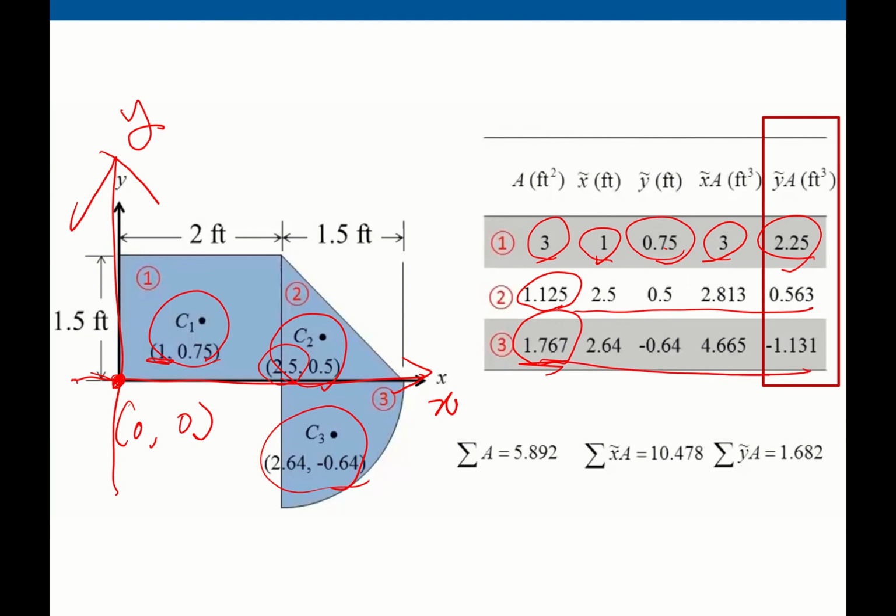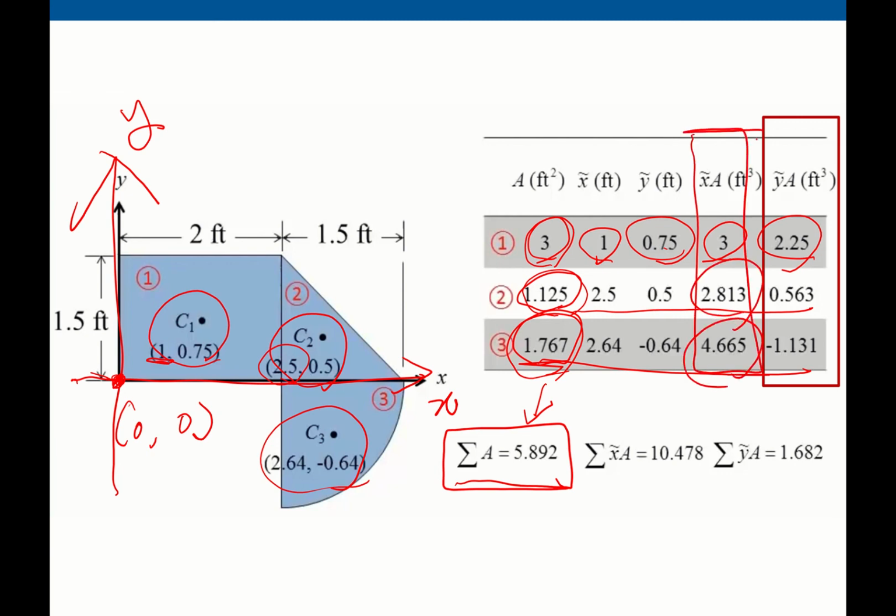Now what? Now we can calculate all the composite body's area by adding up all the areas, like 3 plus 1.125 plus 1.767, that's this. Okay, how about adding up all these 3 parts? That is this, and the last one is this. If you add up the last column, the 3 values, that should be equal to 1.682, and this one is 10.478.